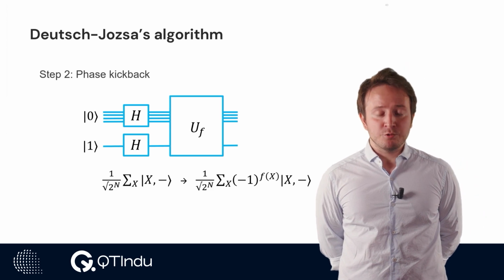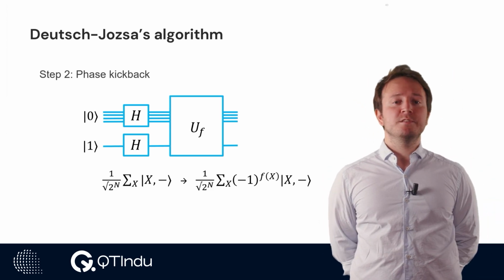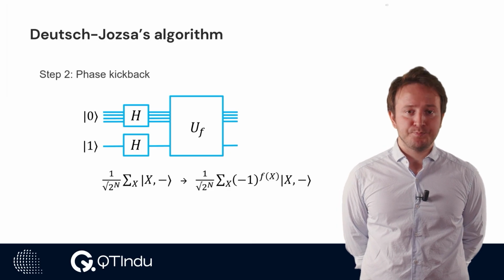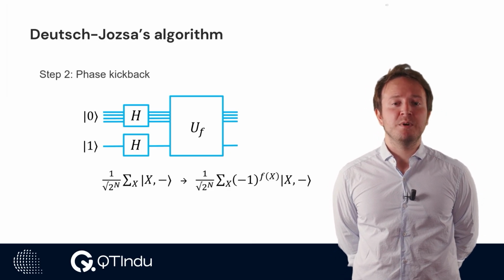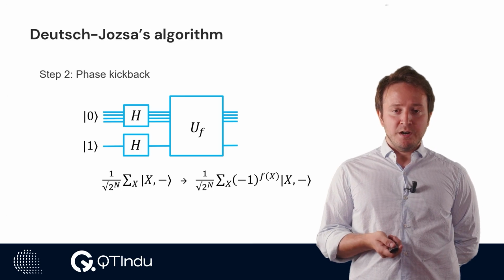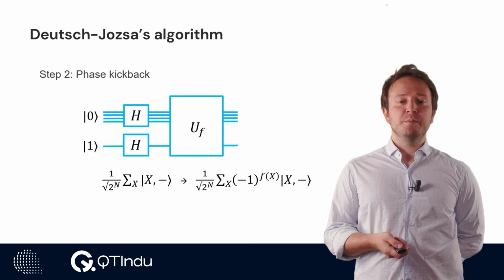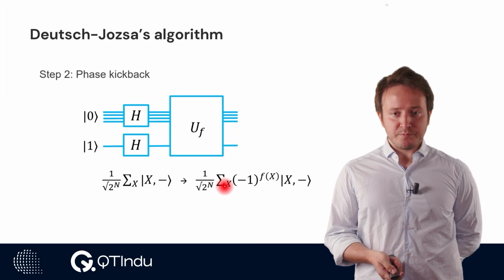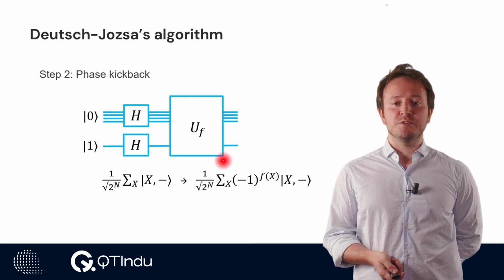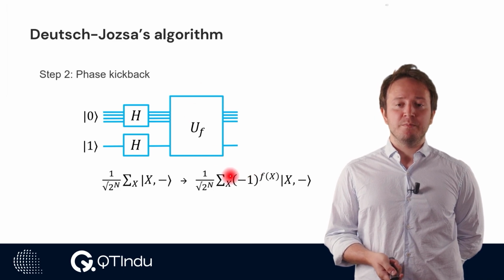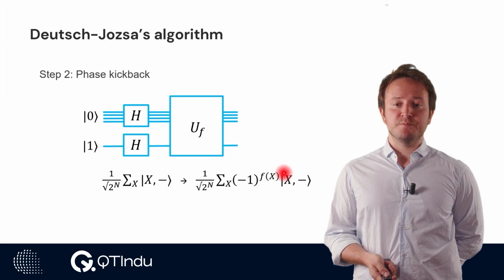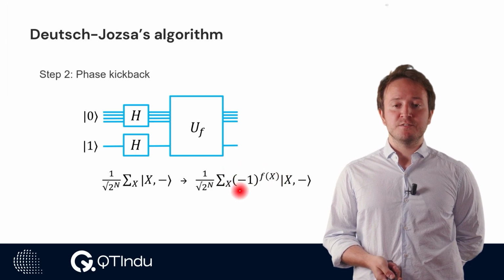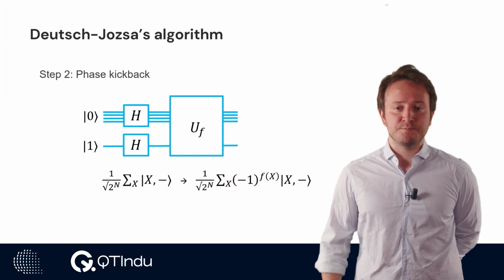We now apply to this input state the oracle U of f. And once again, the phase kickback trick helps us out. In particular, the phase kickback trick means that our output state after this operation will be just given by the input state, but with a certain phase shift. So all the strings will acquire a phase shift of -1 to the power f of x.